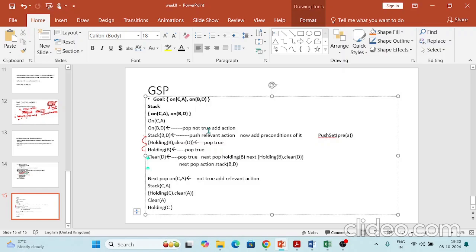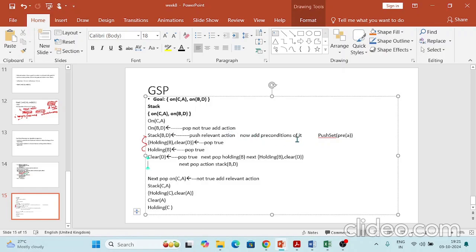Whenever it is not true, we need to add the action which is responsible for this one. What is the action we require to get on BD? The action required is stack BD. If I perform stack BD, I can get on B comma D. That's why push this relevant action to the stack, that is stack B comma D.